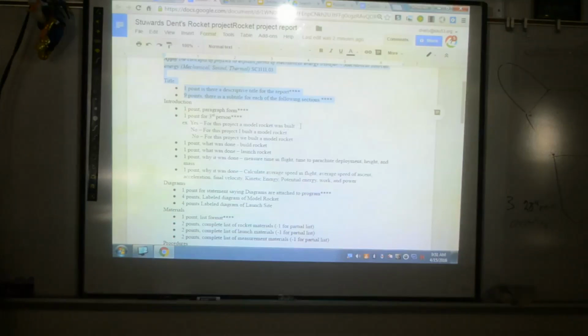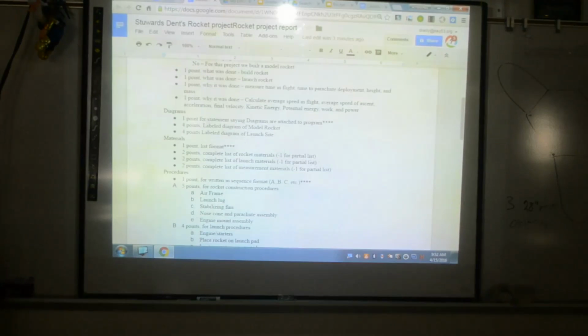So therefore, you're going to have a paragraph here that will say something like, for this project, a model rocket was built. This rocket was taken outside and launched. From this launch, the time in flight was measured, the time of parachute deployment was measured, the height was measured. In the classroom, we measured the mass. From these measurements, the average speed in flight, average speed of ascent, acceleration, final velocity, kinetic energy, potential energy, work, and power were calculated. And that's all you need for an introduction paragraph.